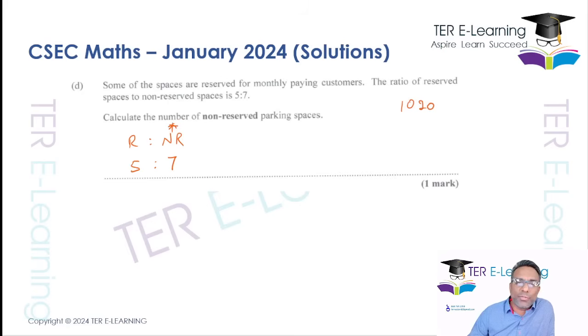So if you want to work out the number of non-reserved, since the ratio is 5 to 7, the total number of parts here is going to be 12. 7 plus 5, that's 12. So all we need to do is to find 7 over 12 multiplied by 1020, and that's going to give me the number of non-reserved parking spaces. So that's 7 over 12 multiplied by 1020. So that's 595. That's it.